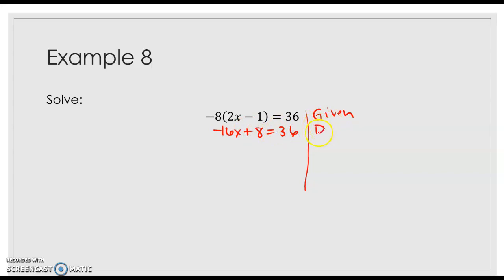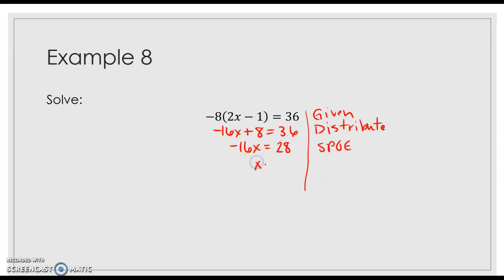And so that was the distributive. Distribute. You can just go with distribute or dist, or the fact that we're distributing. Now, from here, two-step equation. So I'm going to subtract 8 from both sides, so that's going to be the subtraction property of equality. So I'm going to end up with negative 16x equals, and then 36 minus 8 is 28.